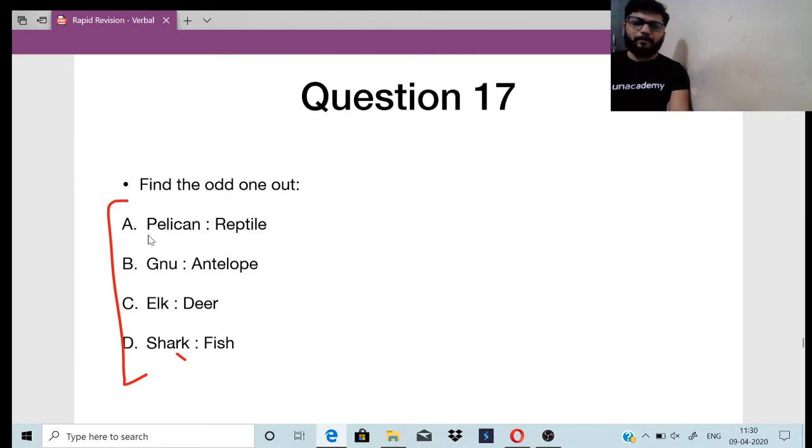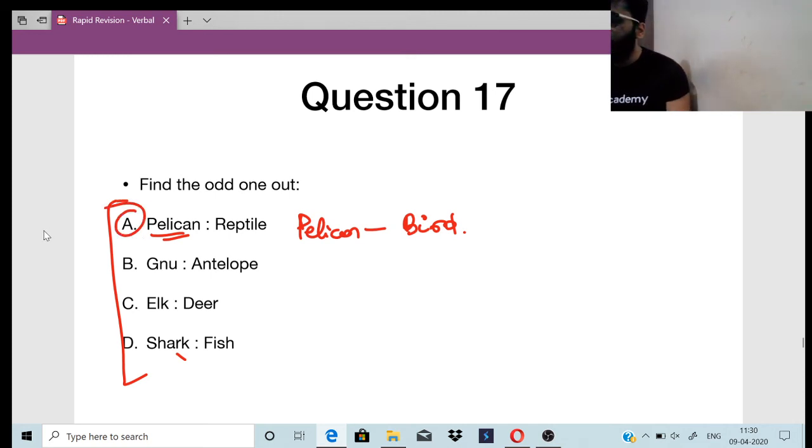Do you guys know what a pelican is? Pelican dekhe, the long beak, a duck type of animal. So I've given you guys a hint here. See, pelican is not a reptile. Pelican is a bird. So A is the odd one out.